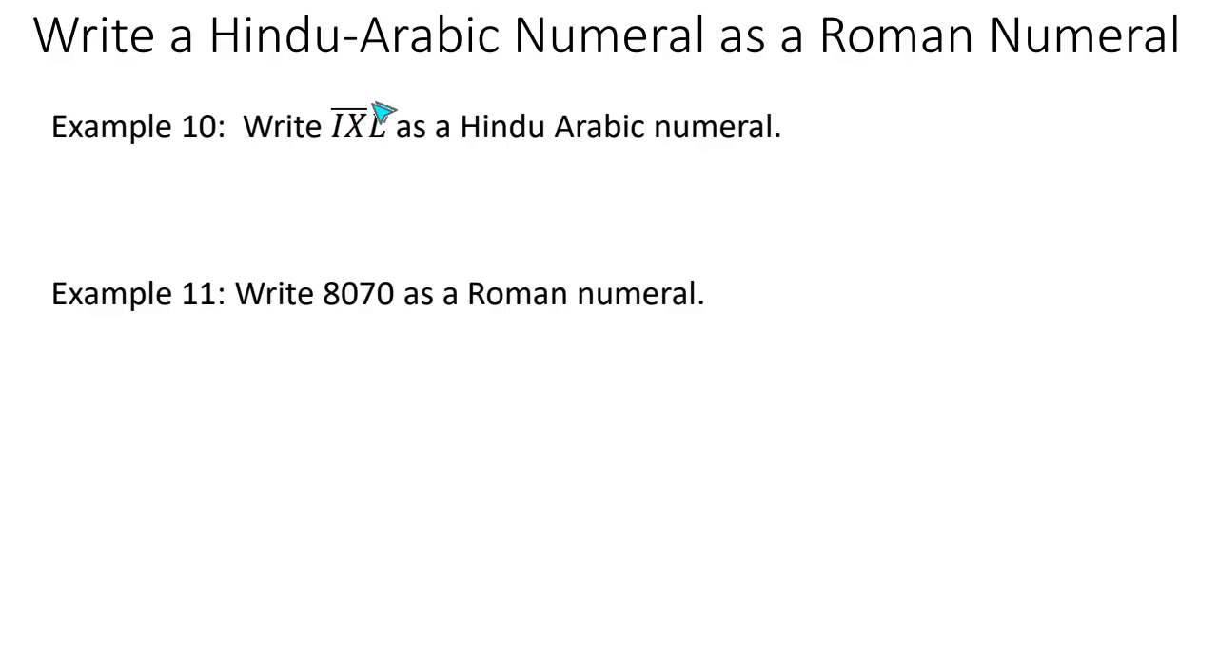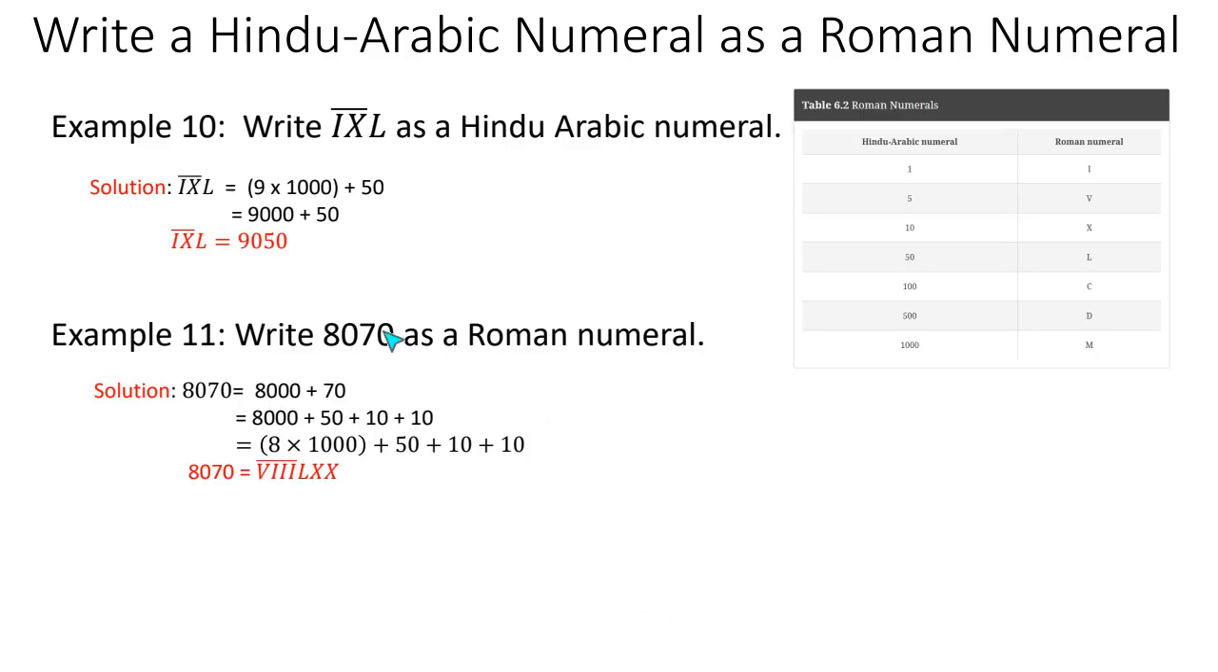And so we can see that we have a bar here, and the bar is on top of the I and the X. So I represents 1, X is 10, so we need to subtract. So the value of IX is 9. It has a bar, so I multiply by 1,000, and then L is 50. So 9 times 1,000 is 9,000, plus 50 is 9,050.